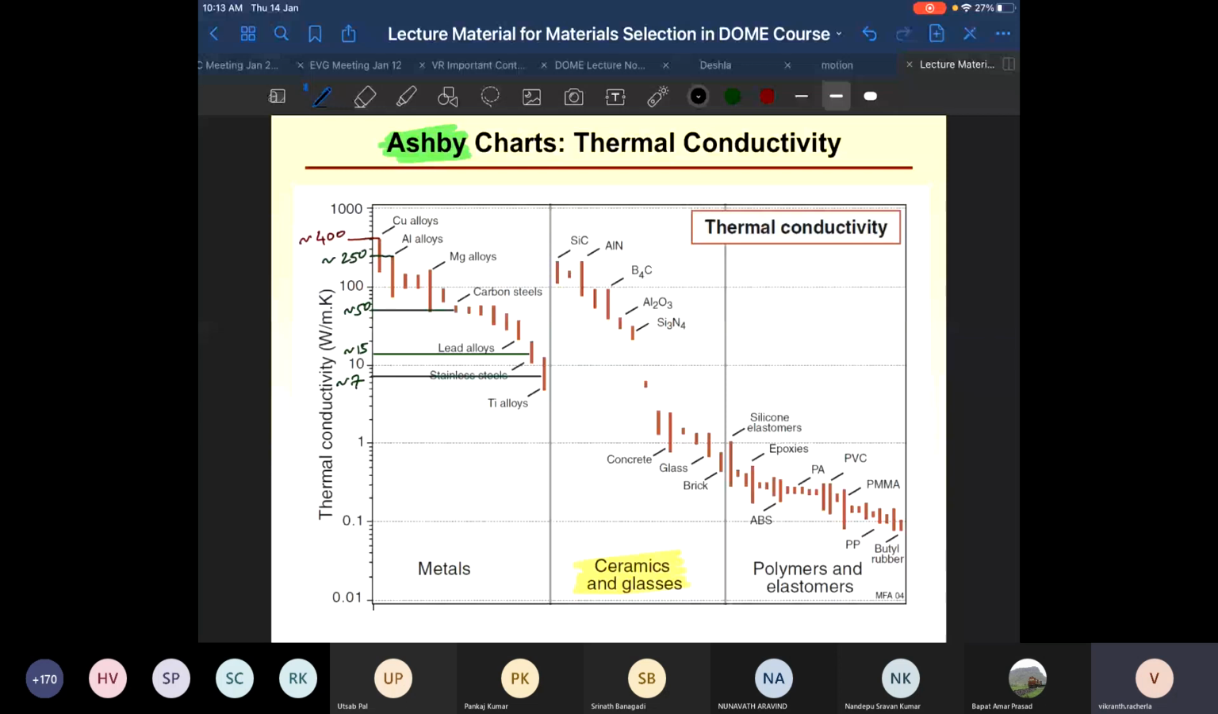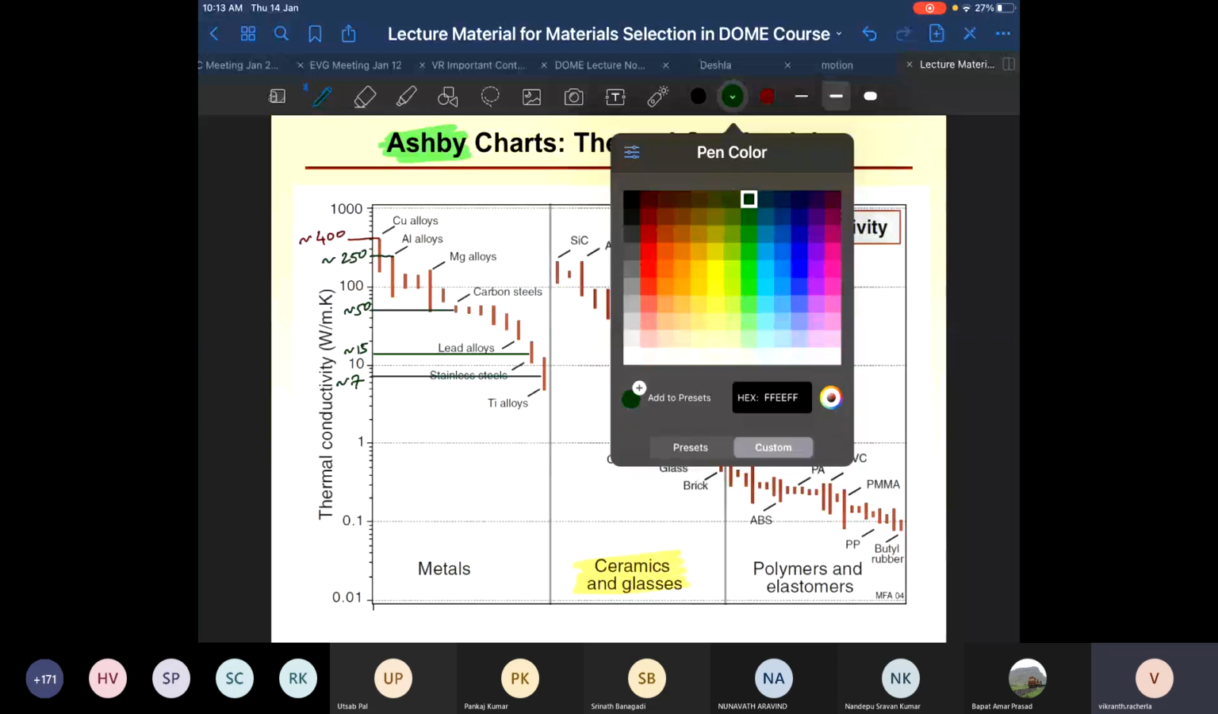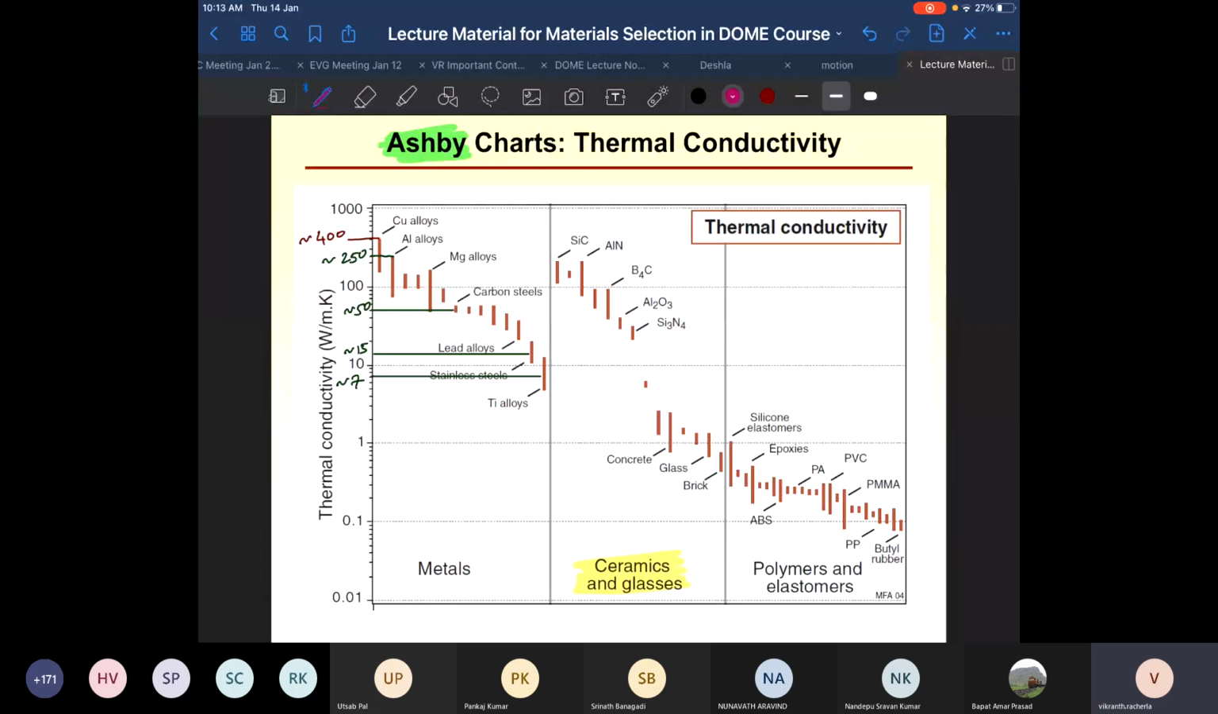If you look at the thermal conductivity of something like silicon carbide, even the average thermal conductivity that you get for silicon carbide is of the order of 150 watt per meter Kelvin. So it is higher than most of the metals. Aluminum nitride can also give you a high thermal conductivity. Boron carbide also has good thermal conductivity.